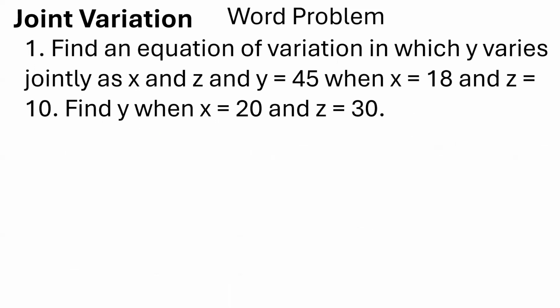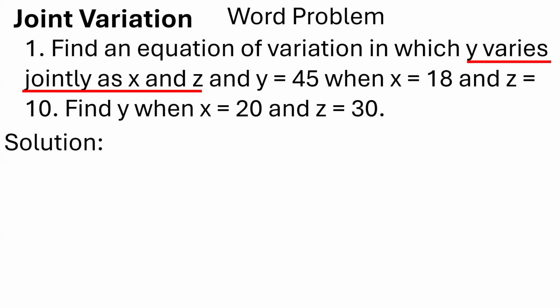Find an equation of variation in which Y varies jointly as X and Z and Y is equal to 45 when X is equal to 18 and Z is equal to 10. Find Y when X is equal to 20 and Z is equal to 30. So here, our task is to find the value of Y. But we cannot go there unless we find the equation of variation, the constant variation, and also what will be the general equation regarding this in order for us to solve the value of Y. So himay-himayin muna natin to.